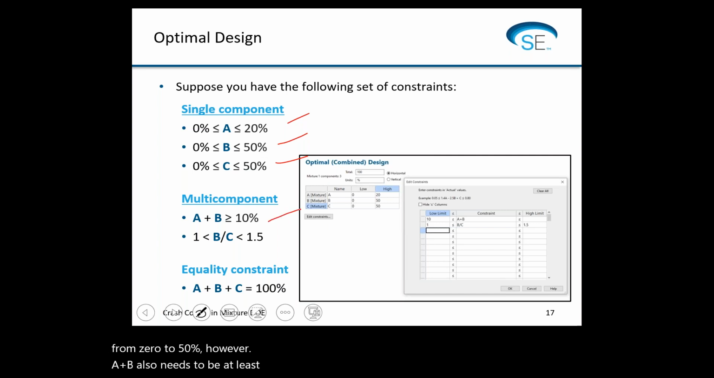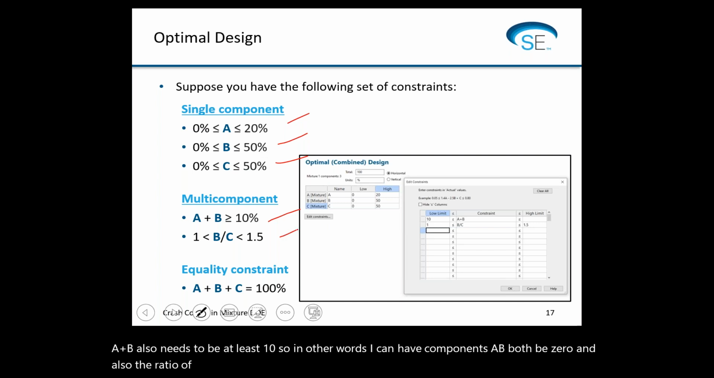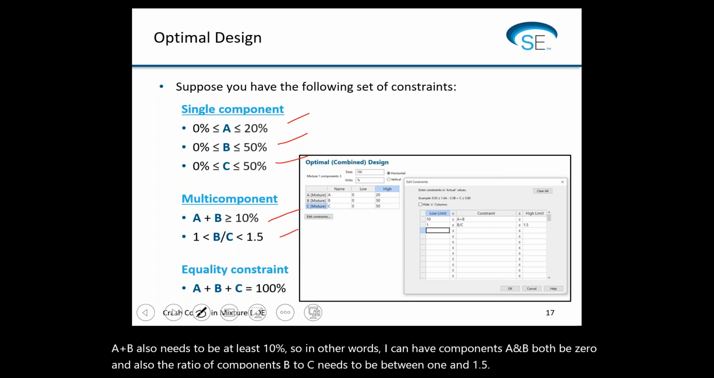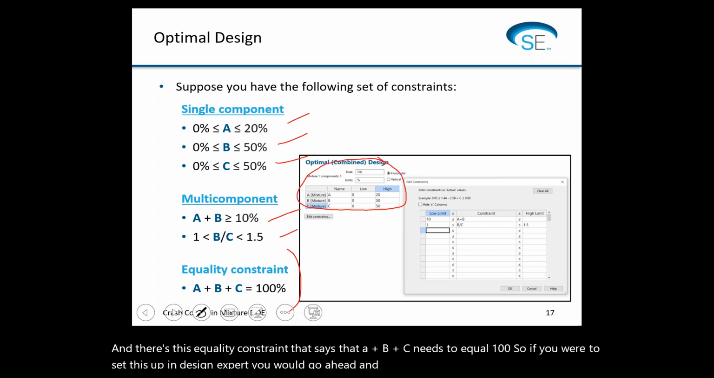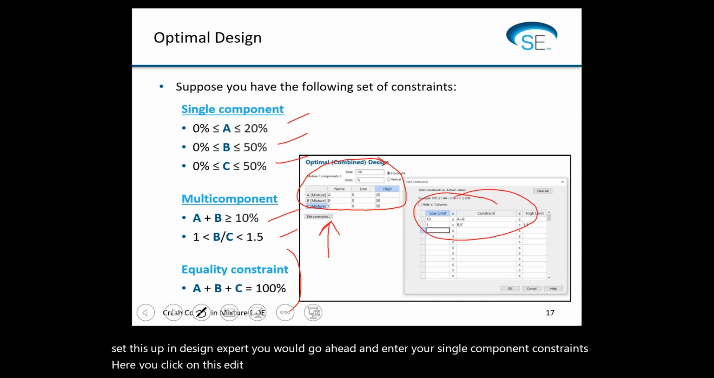So in other words, I can't have components A and B both be 0. And also, the ratio of components B to C needs to be between 1 and 1.5. And there's this equality constraint that says that A plus B plus C needs to equal 100%. So if you were to set this up in Design Expert, you would go ahead and enter your single component constraints here. You'd click on this Edit Constraints button, and you'd enter your multi-component constraints here.